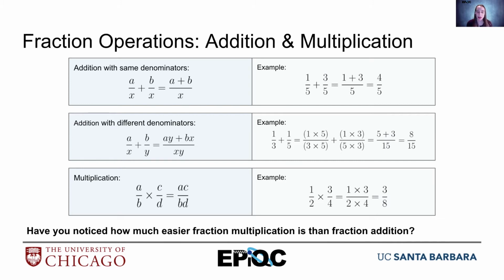We will see that matrix multiplication, which we're learning today, has the strongest correlation with addition with different denominators in terms of the complexity of the actual mathematics we're doing.